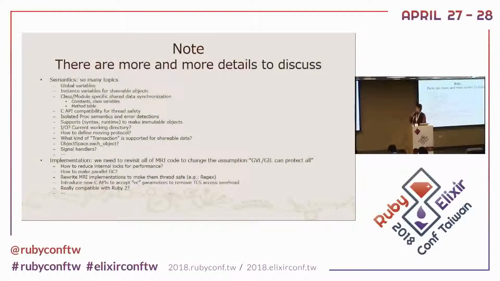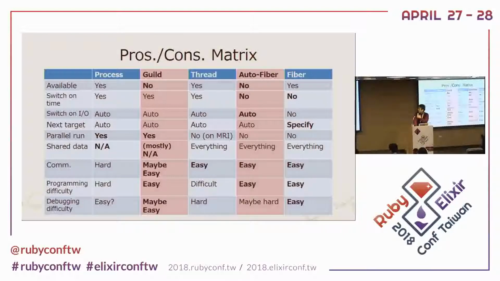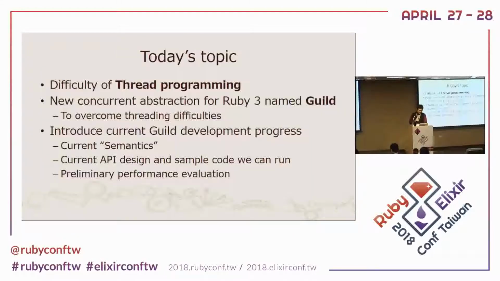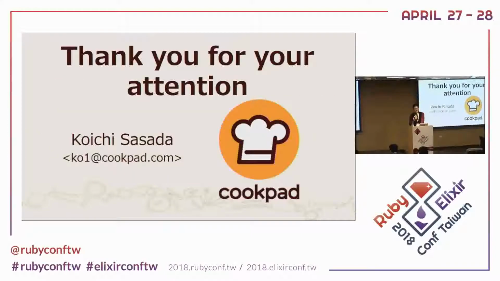Okay, there are more and more details we need to discuss. I can't introduce everything, but we will continue the discussion. There are good points and bad points with process, thread, auto fiber, or fiber. They are similar concurrent features, and there are several pros and cons. We need to understand what is the best feature to make a concurrent program. So today I chose these topics. Thank you so much.